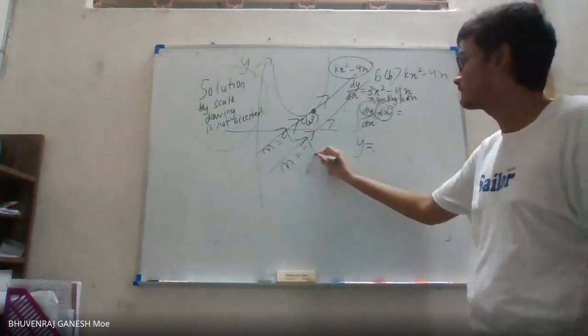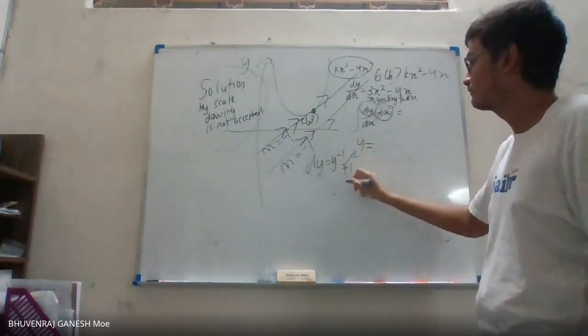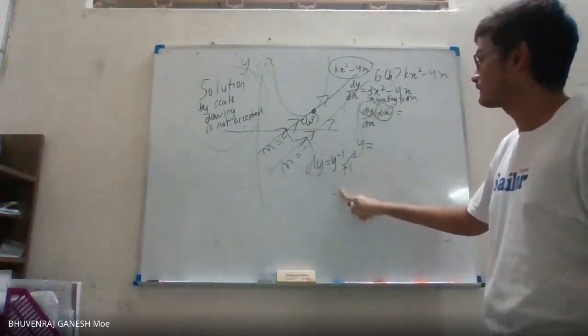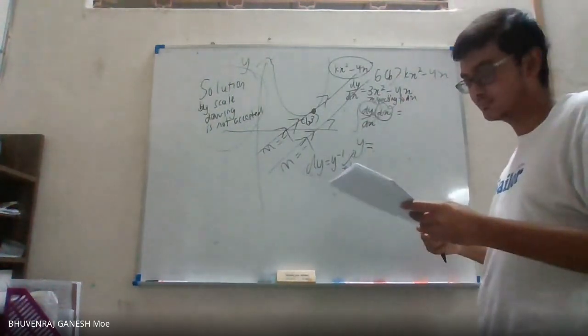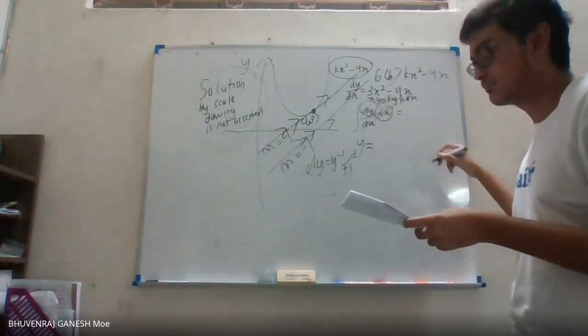dy means y power 1, so when you integrate, you plus 1, y power 1 becomes y. So that's how you get it. This is the deeper understanding about it.